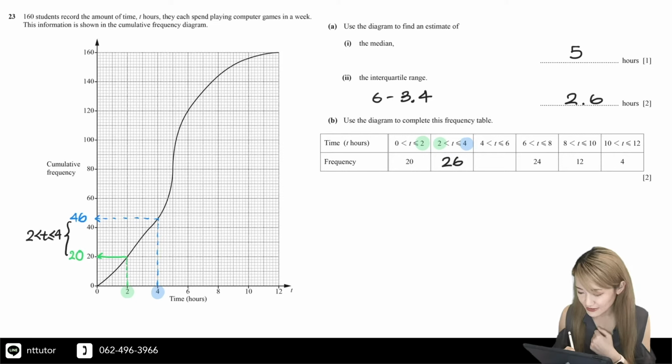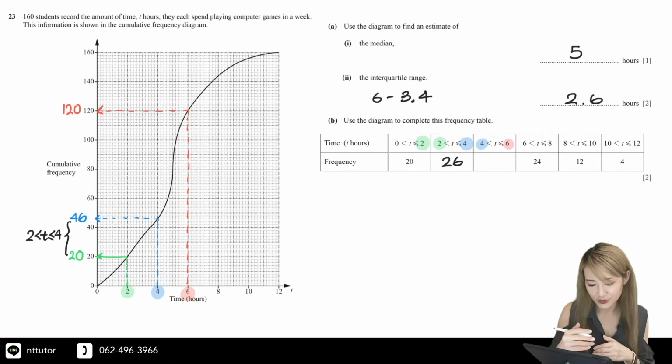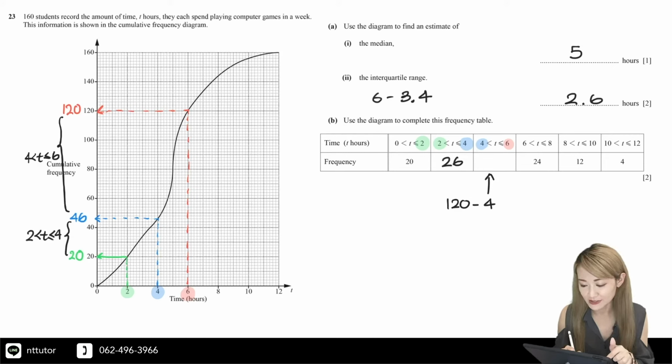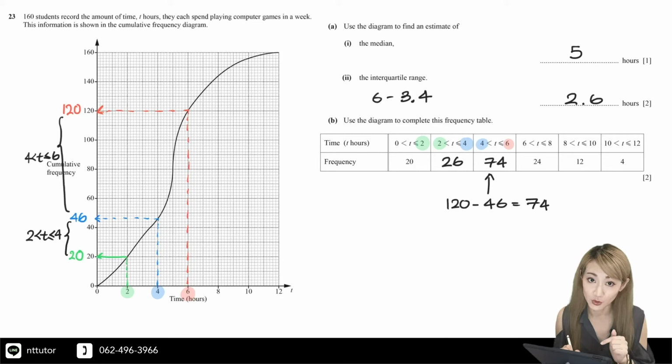The next column we want to find is for 4 to 6. So if we look at 6 hours on the cumulative diagram, it corresponds to 120. So from 4 to 6, it corresponds to this area on the cumulative frequency between 46 and 120. Therefore, the number of students using 4 to 6 hours to play computer games per week will be the difference between 120 and 46. So that's 120 minus 46, which equals 74. So there are 74 students spending 4 to 6 hours playing computer games per week.